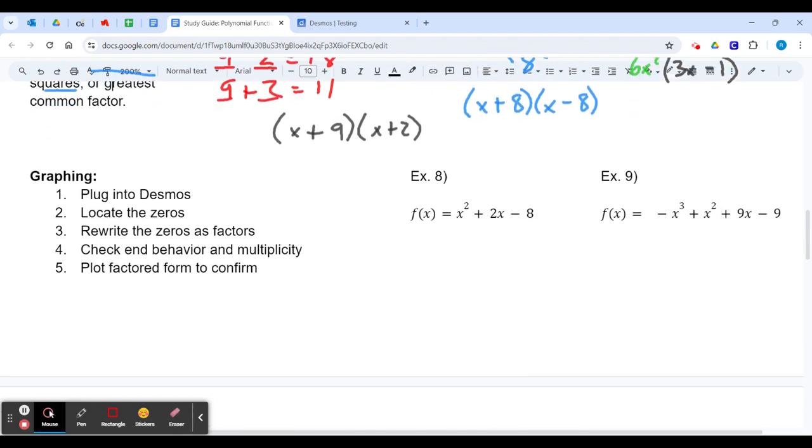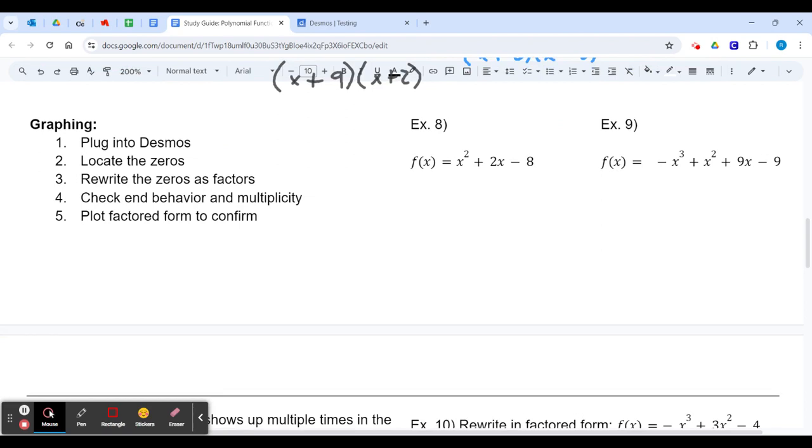Again, those are pretty quick skills, but if you want to do this graphically, super simple. Plug into Desmos, find those zeros, rewrite those as factors. We should check end behavior and multiplicity at the end of each problem. We'll kind of see that when we get to example 10. Let's start working on example 8 though.